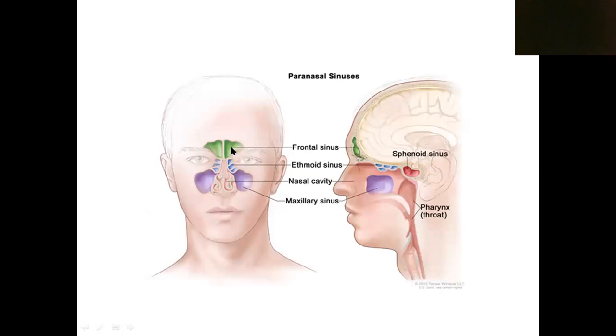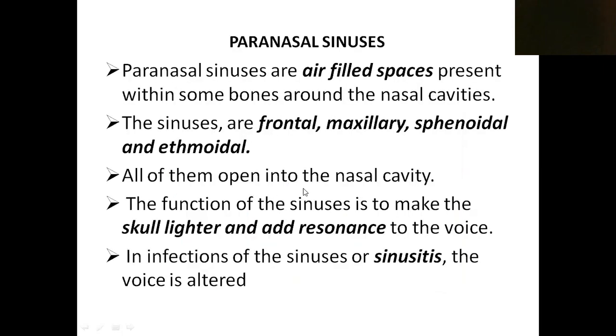See, inside the frontal bone there also we can see a cavity. That cavity also opens into the nasal cavity. Then the ethmoid bone opens into the nasal cavity. Then the sphenoid bone, the sphenoidal air sinus, that also opens into the nasal cavity. So all these paranasal air sinuses open into the nasal cavity.